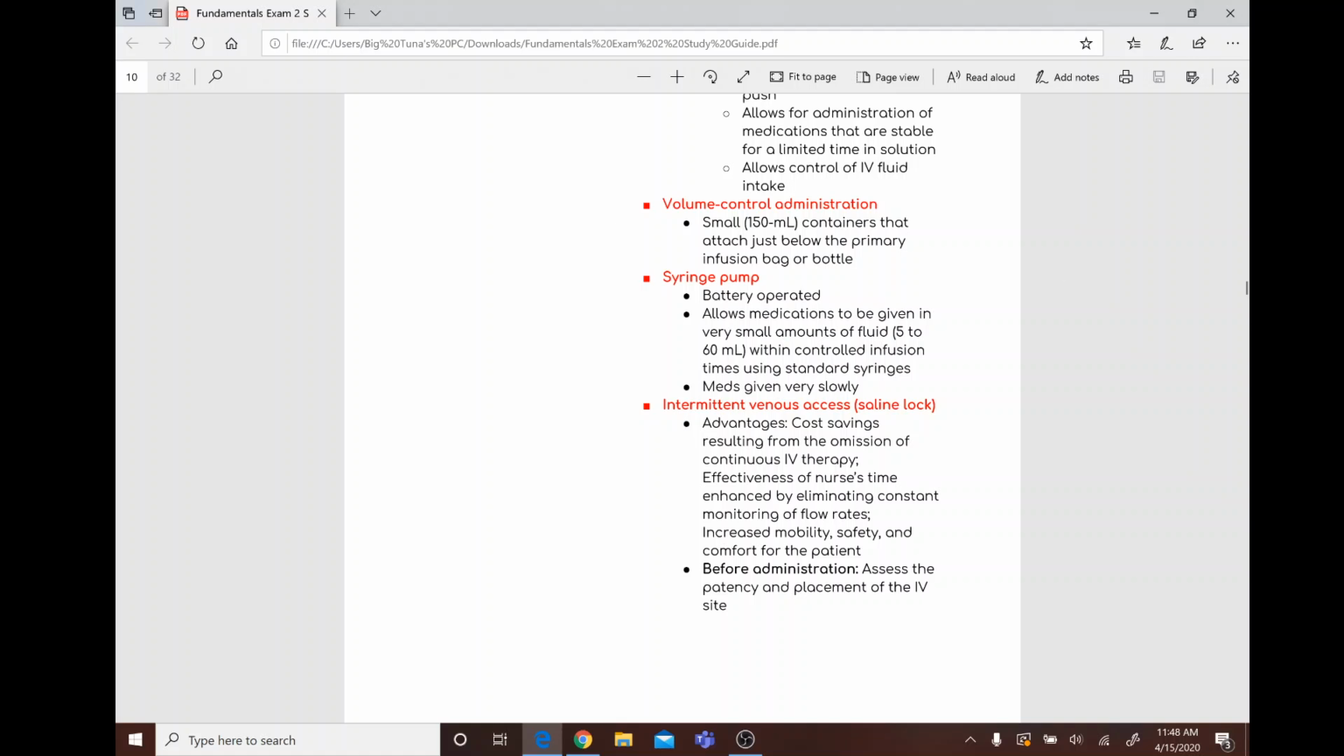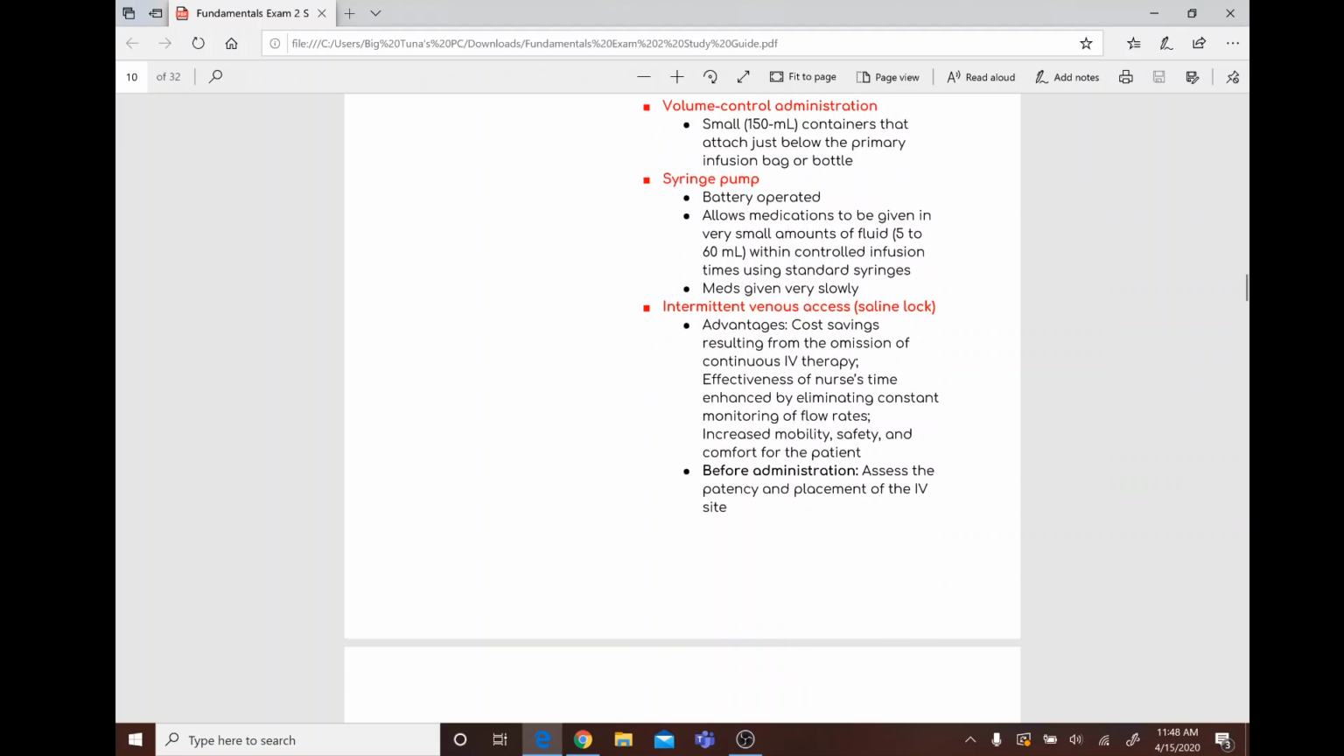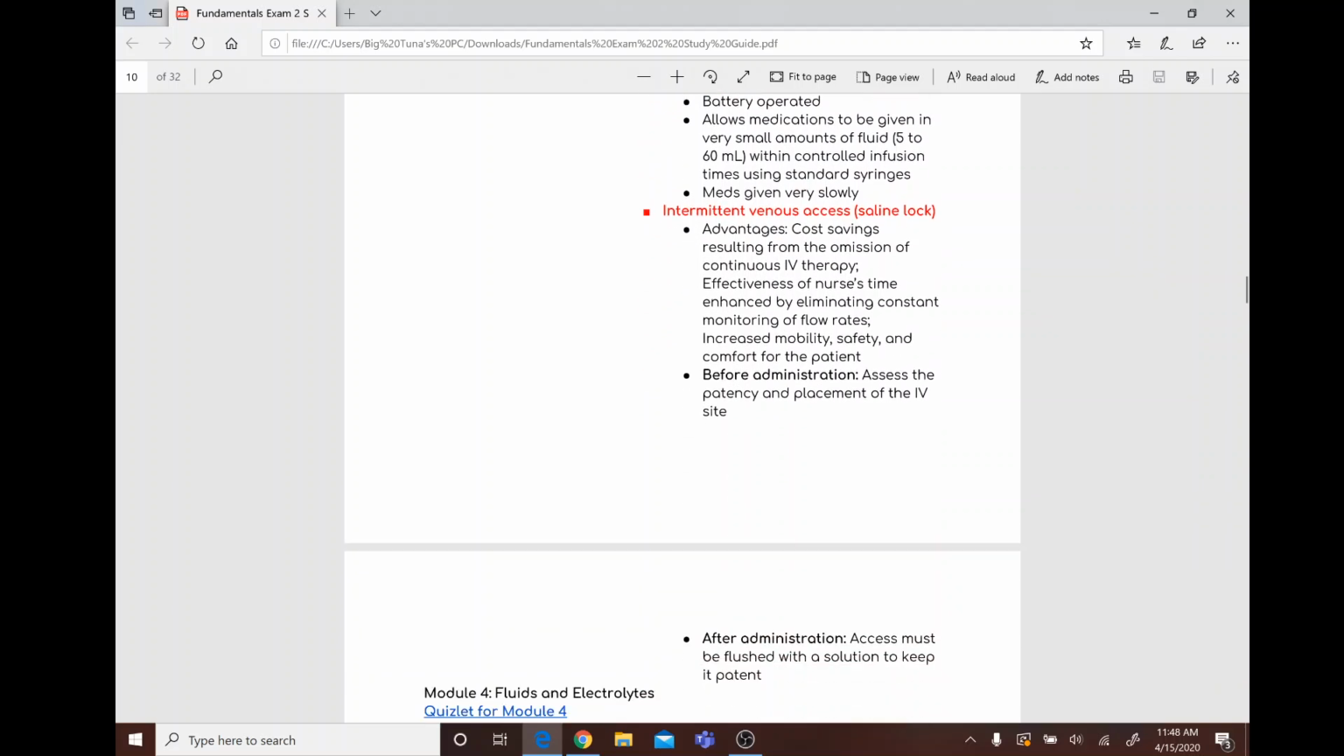Syringe pump, battery operated, allows meds to be given in very small amounts of fluid, 5 to 60 milliliters, in controlled infusions. Using standard syringes, meds are given very slowly. Then you've got the intermittent venous access saline lock.